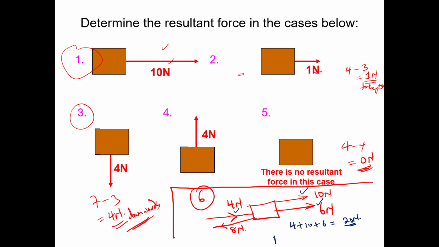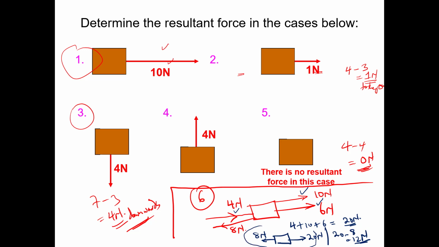So if you try to redraw this, this will be the same as to the right we have 20 newtons, to the left we have 8 newtons. And therefore our resultant will be 20 minus 8, which gives us 12 newtons to the right. That is very good. So in case you want, you can redraw and come up with this diagram here.